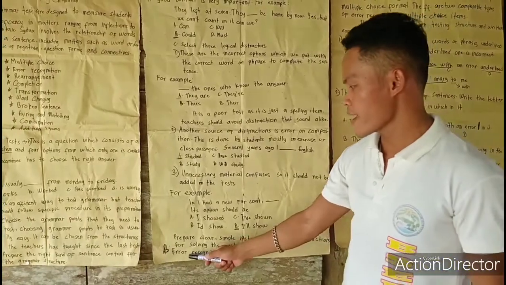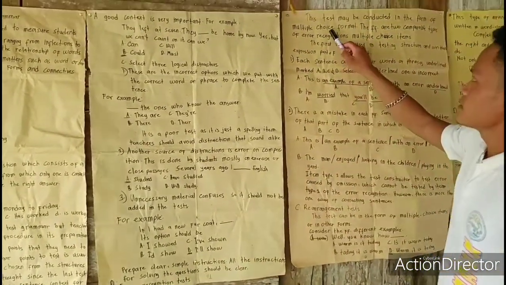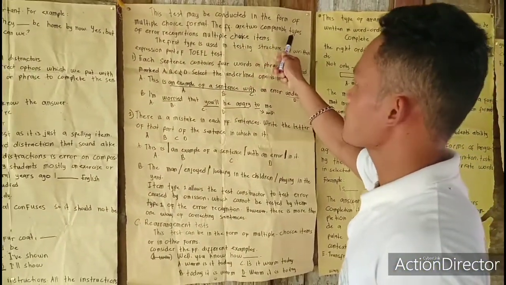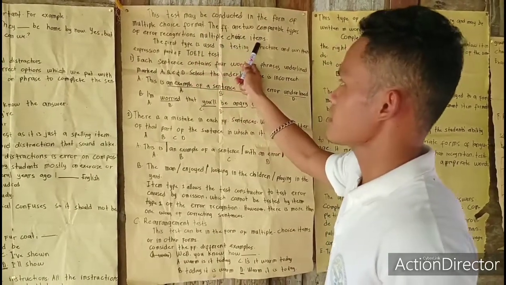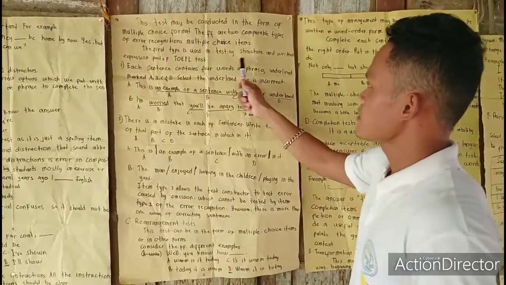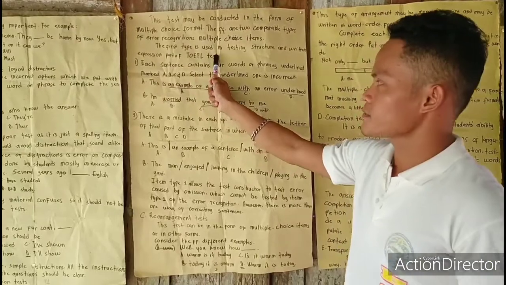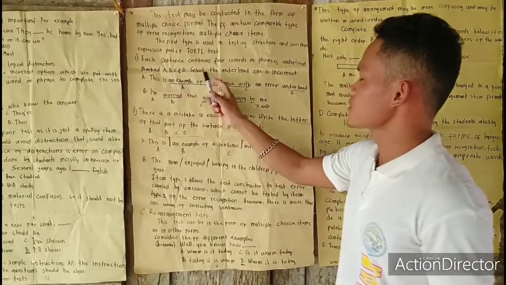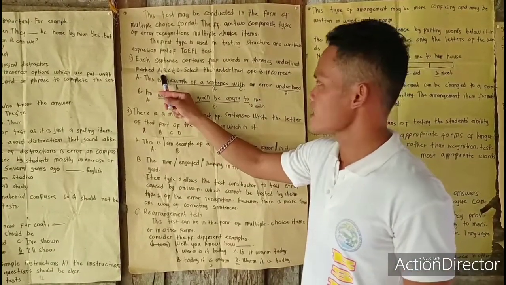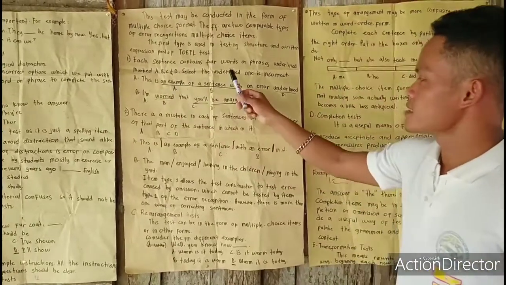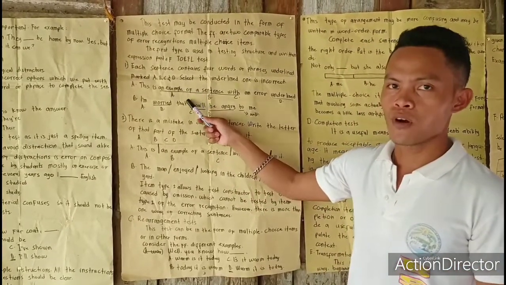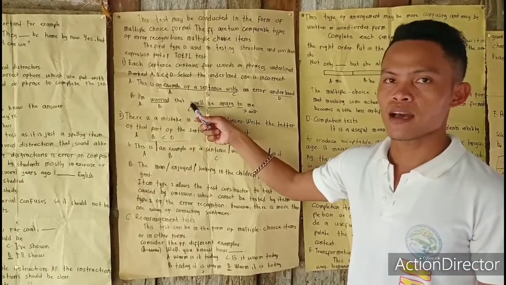So let's go to the error recognition test. This may be conducted in the form of multiple choice format. The following are 2 comparable types of error recognition multiple choice items. The first type is used in teaching structure and written expression part of the dual task. Each sentence contains 4 words or phrases underlined, marked A, B, C, D. Select the underlined one that is incorrect. So you have to choose from the 4 choices. You have to select the error one.